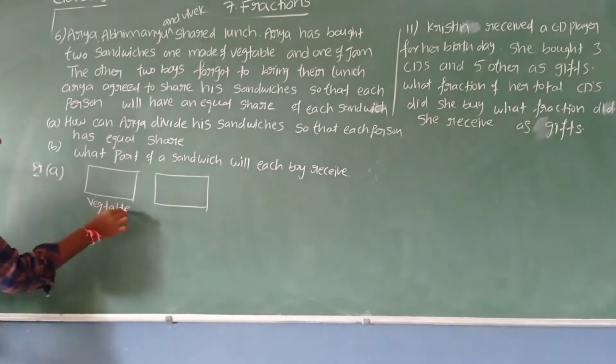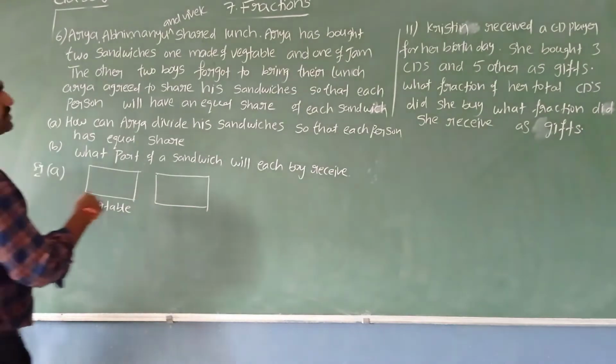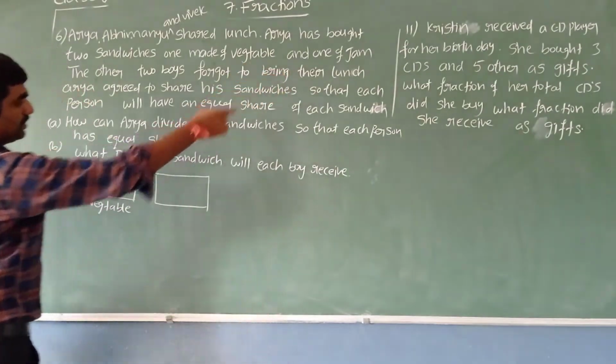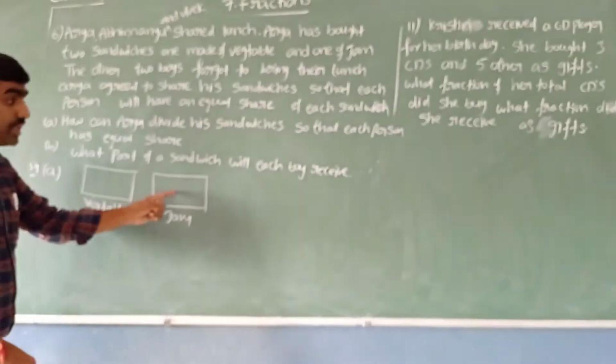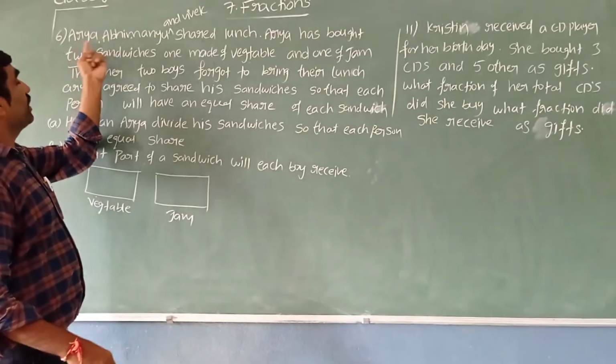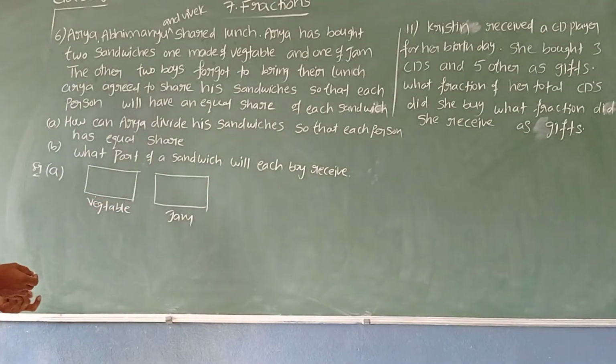One is a vegetable sandwich, and what is the other? Yes, one is a sandwich with vegetable, the other one is with jam. Now these two we have to share among how many people? Three: Arya, Abhimanyu, Vivek. So how can we divide into three equal parts?